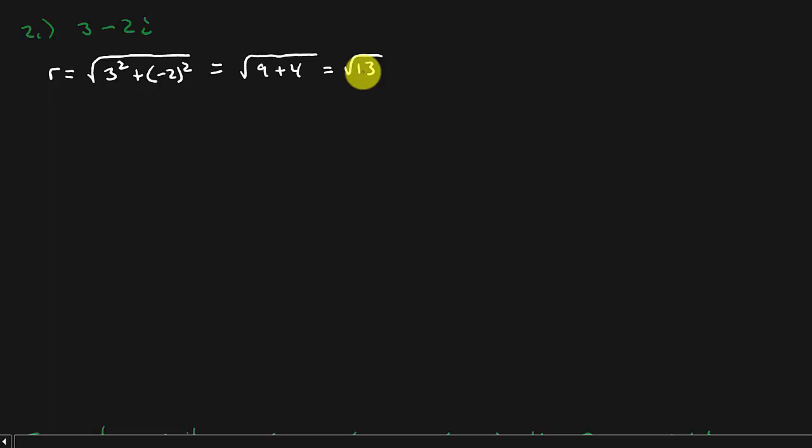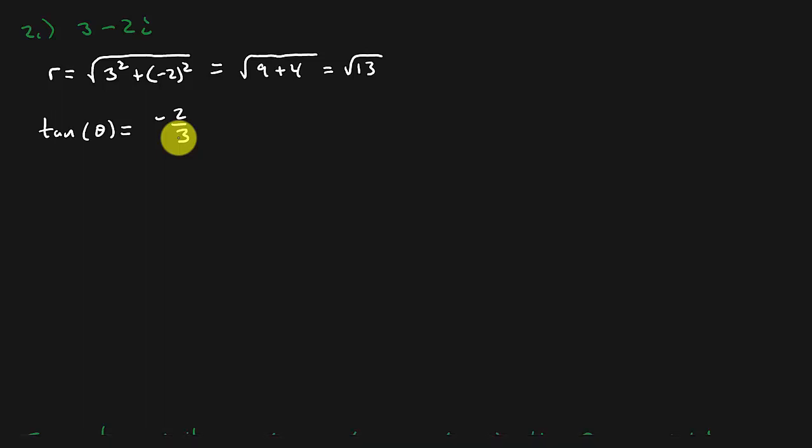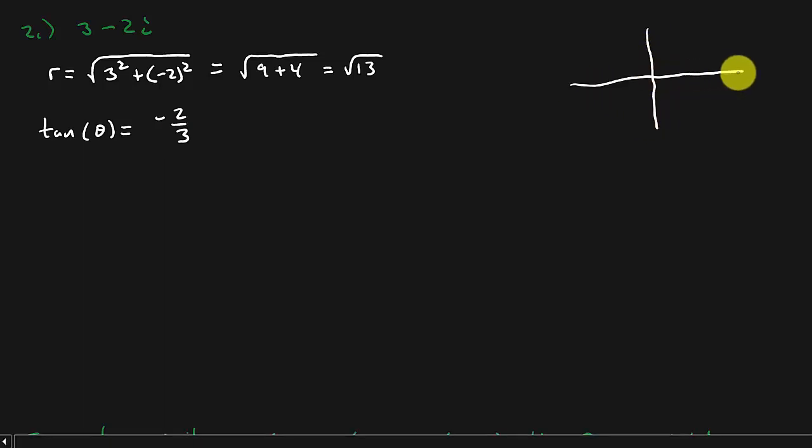So there's R. Now let's find theta. So I get tangent theta is equal to b over a. All right, so there's tangent theta. Tangent theta is equal to negative... I need to come over here, always come over here and plot and graph your complex number. So 3 minus 2i, a is positive 3, b is negative 2. So I go to the right 3, down 2. And like I said, we don't care about the exact location.